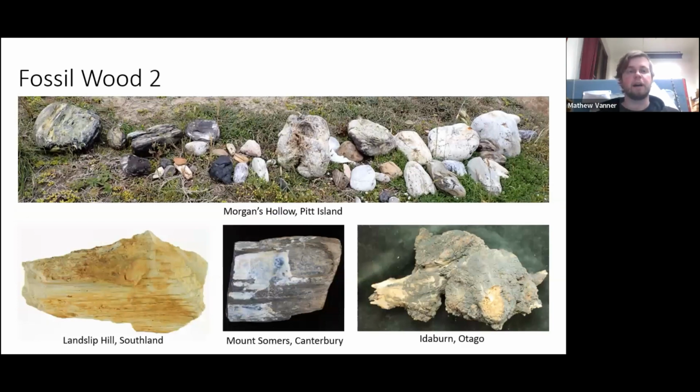So this is just a really brief overview of some of the fossil wood material that you can find in New Zealand. You can see that Morgan's Hollow material. You have material ranging all the way from this really dark material to this really light colored material that, if you look at it, looks like some sort of quartzite or other material like that. You have the Silcrete material from Lansip Hill. You have this really dark agatized material from Mount Somers in Canterbury. And you have material that has basically not been replaced by any sort of mineral at all, like from Idaburn in Otago.